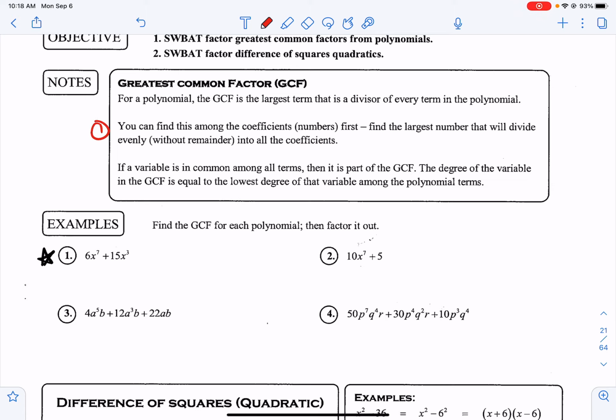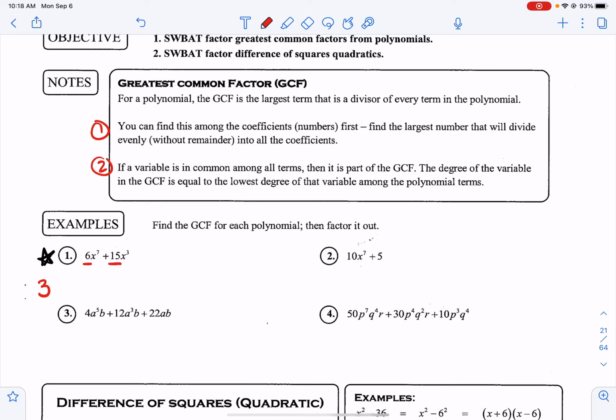So step 1 is right here in your notes. You can find this among the coefficients first. Find the largest number that will divide evenly into all the coefficients. That's a lot of math language. The first thing that you do is look at the coefficients. You look at the numbers in front of each term. In this case, it's a 6 and a 15. And I am looking for the greatest common factor of 6 and 15, the largest number that goes into both of those, and that is a 3. Right? 3 goes into 6, 3 goes into 15.